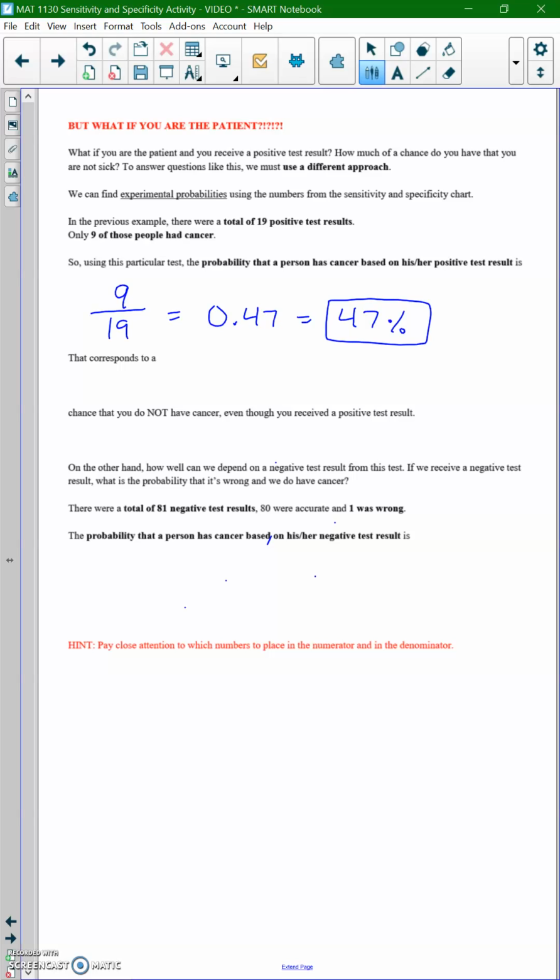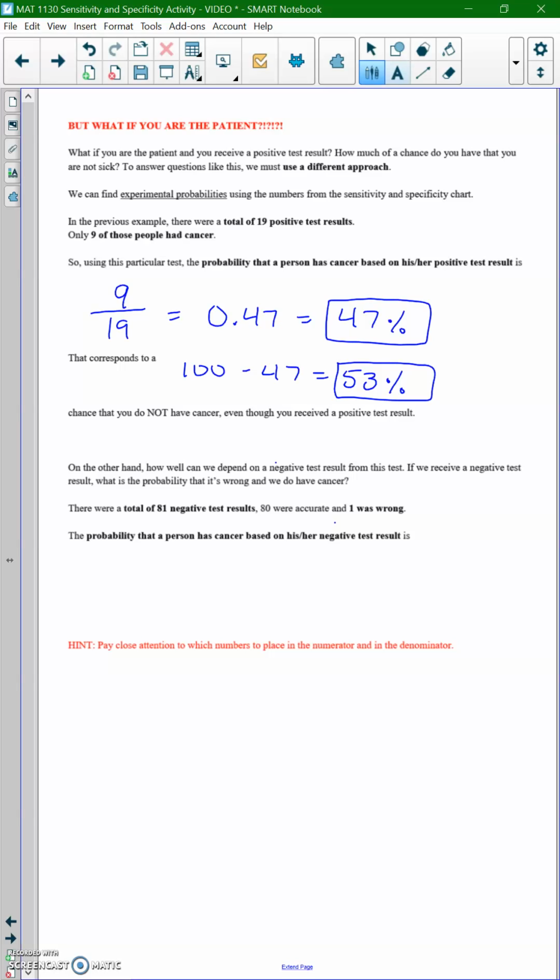So we wanted to know, if we tested positive for cancer, what's the chance we're cancer-free? Well, if there's a 47% chance that we do have cancer, we would take 100 minus 47. So in every other scenario, we do not have cancer. That corresponds to a 53% chance that you do not have cancer, even though you tested positive. And that was those 10 people who were cancer-free, but the test said that they had cancer.